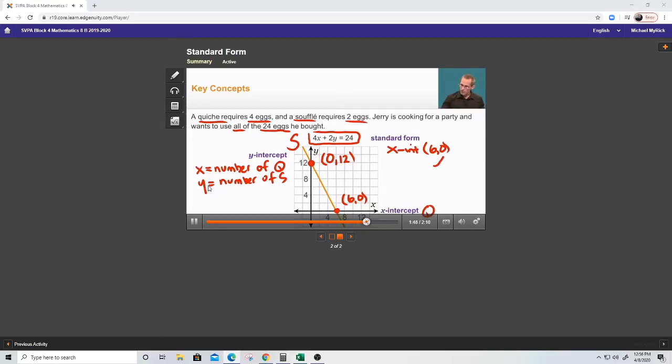That's zero soufflés, very cooked, 6 inches. And for our y-intercept, which is (0, 12), that means if there were 0 pieces, very cooked, 12 soufflés.